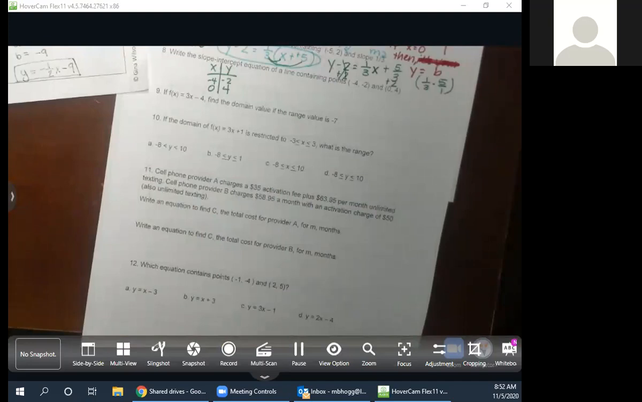We're doing number 8, and we're doing it as stat edit. Write the slope intercept equation. Yeah, y equals mx plus b.